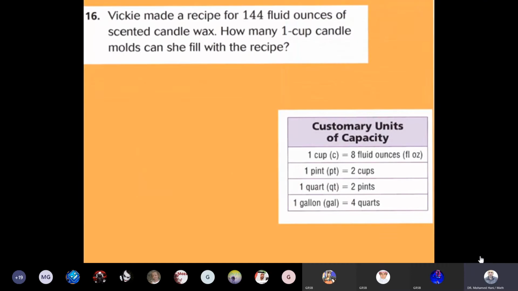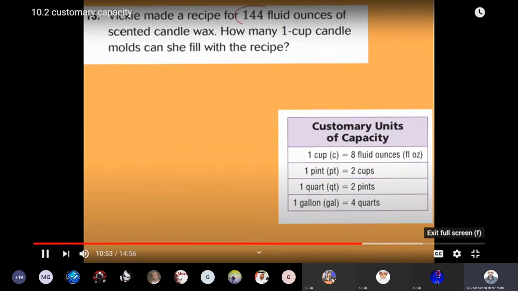All right, for number 16 at the very bottom of your page, it says Vicki made a recipe for 144 fluid ounces of scented candle wax. How many 1-cup candle molds can she fill with the recipe? Because we're trying to figure out how many cups, we're going from a small amount, which is ounces, to a larger amount, which is cups. Remember, whenever you go from a small amount, which has a lot of them, to a bigger amount, which will have less, you're going to divide.